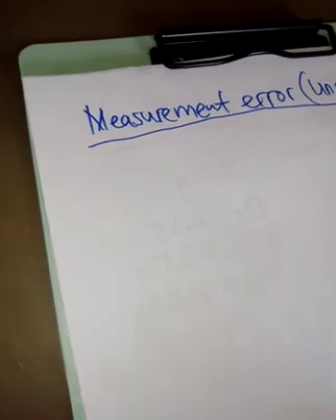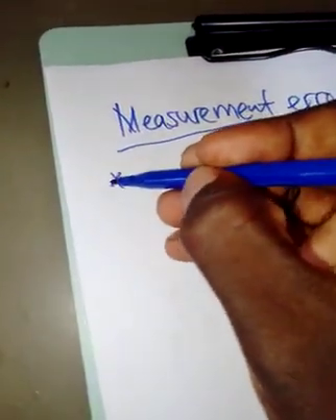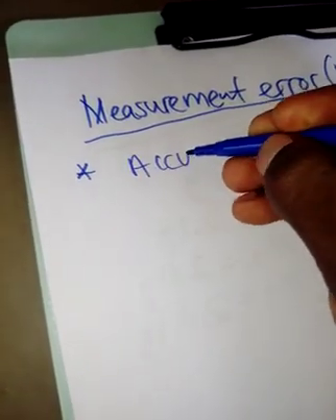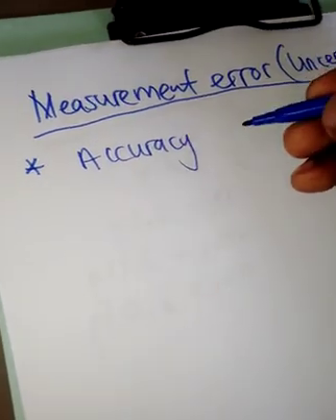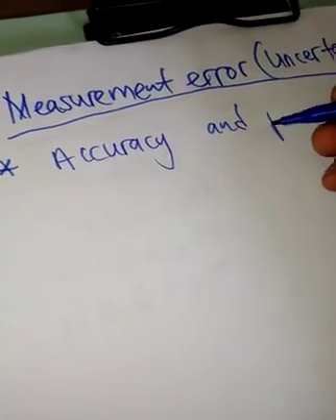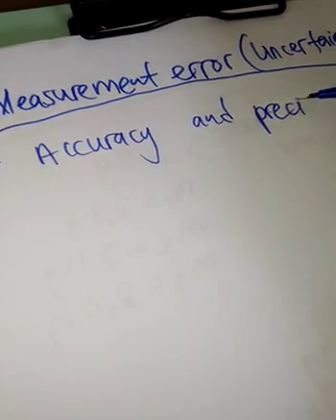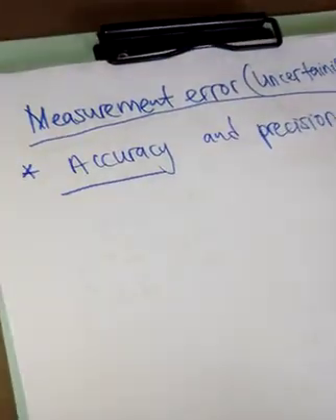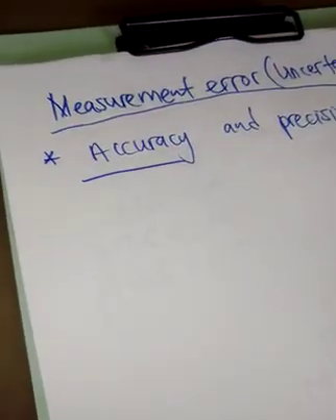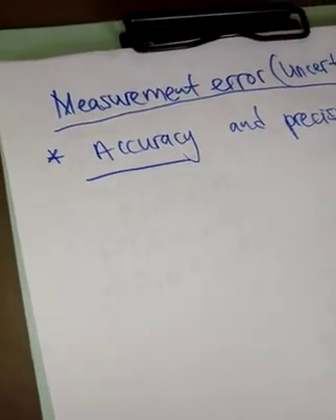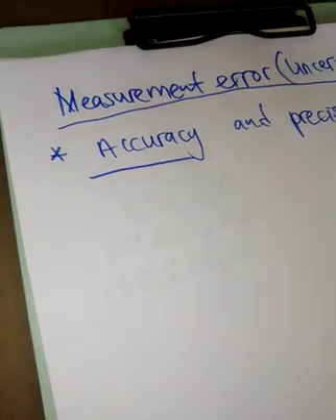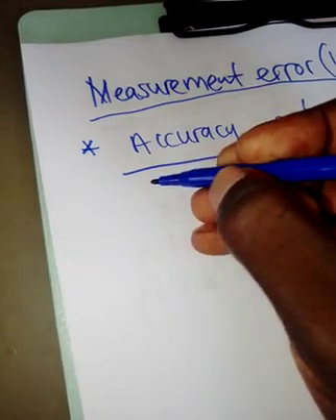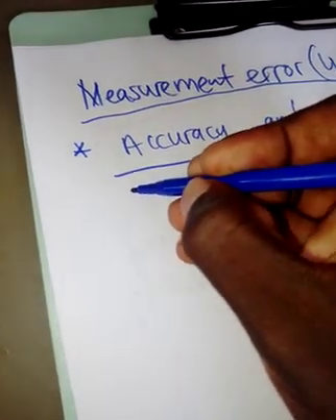The first thing we should know is the difference between accuracy and precision. We start with accuracy. Accuracy refers to how close a measured value is to the true value or standard value of a quantity. Let's say the standard value of the quantity is what?